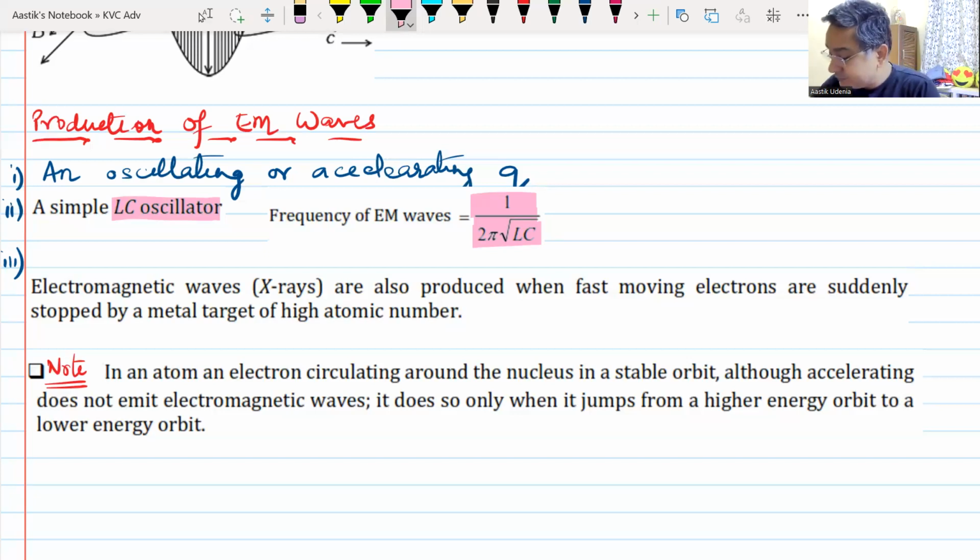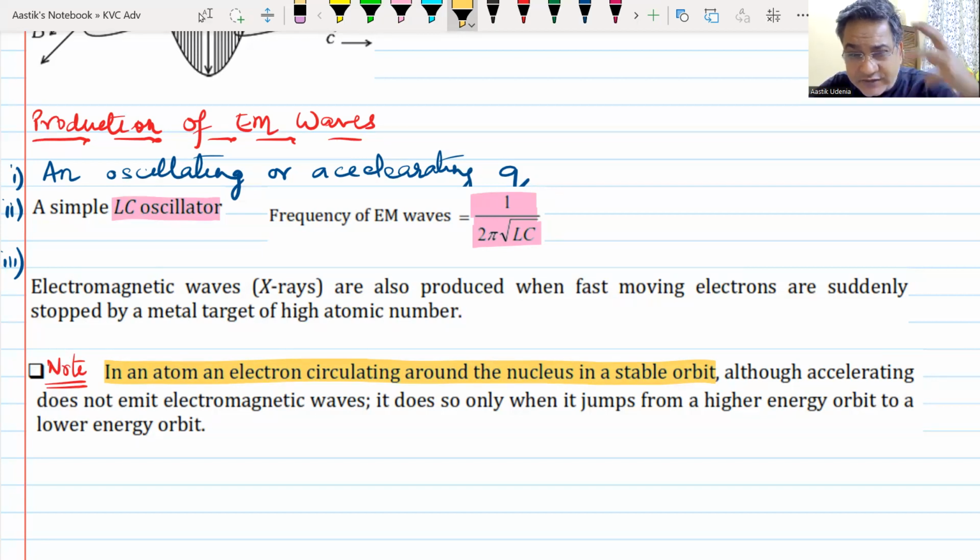And remember, there is one confusion, and they have asked this question many times. In an atom, the electron is moving in a circular orbit around a nucleus. It is moving with a constant speed, but it has an acceleration because it has centripetal acceleration. It is moving in a circular path. It is accelerating, so it must produce EM waves when moving in this orbit. But remember, when it is moving in this orbit, it does not produce EM waves.